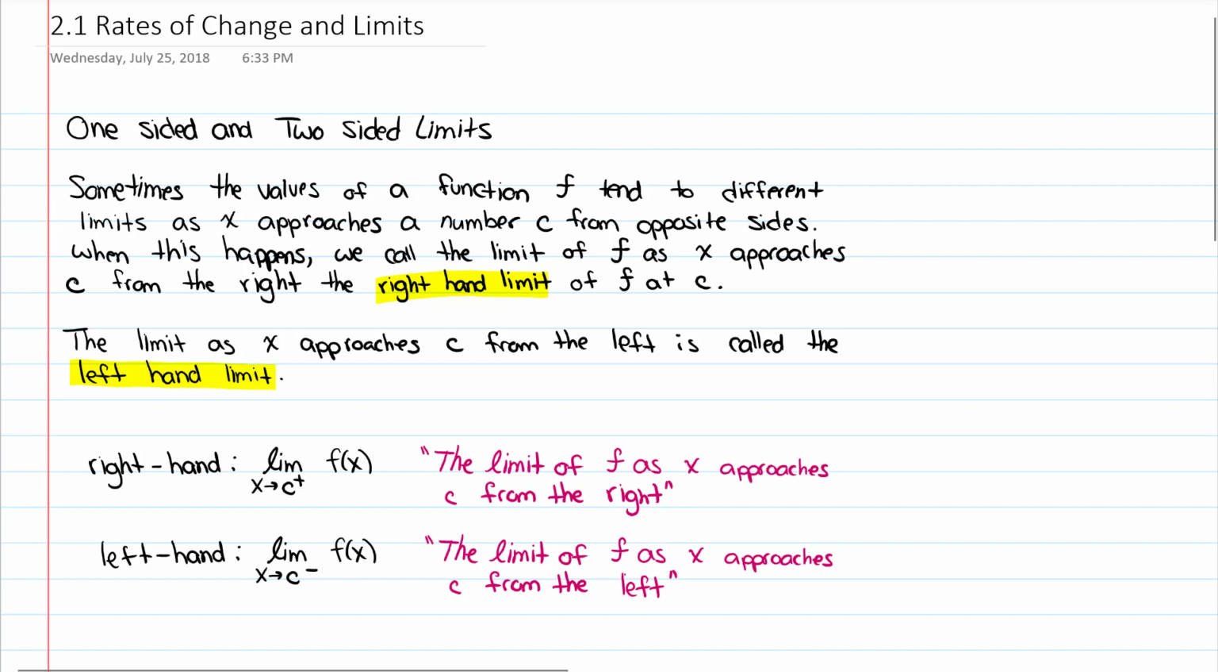It's also very important to note that right-hand and left-hand limits are behaviors. They're not actual values. It's just what the graph approaches, the behavior of the graph. It sometimes is a number, but right-hand and left-hand limits can be infinity, where an actual limit cannot. It has to be a number.